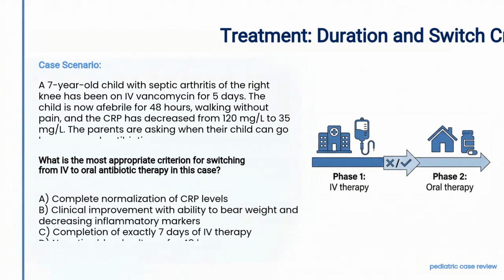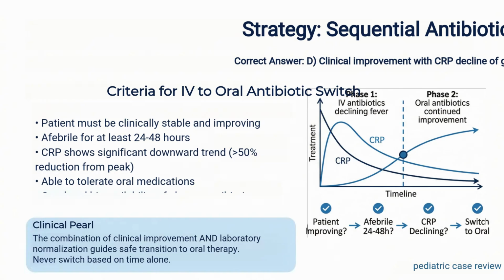Option A, complete normalization of C-reactive protein levels. Option B, clinical improvement with ability to bear weight and decreasing inflammatory markers. Option C, completion of exactly 7 days of intravenous therapy. Option D, negative blood cultures for 48 hours. The correct answer is option D, clinical improvement with a C-reactive protein decline of greater than 50%.